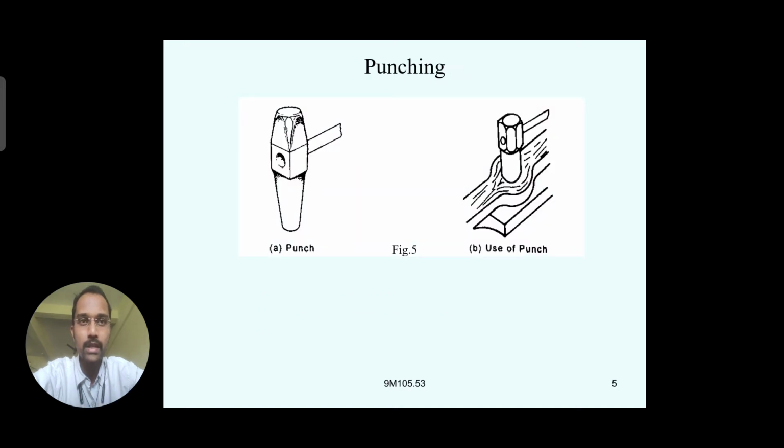Next one is punching. As you know, tools come into existence in each and every process, right? The punch is mainly used whenever there are hot workpieces and you want to provide holes in that hot metal; generally we prefer the punches. And the punches may be available in different forms.